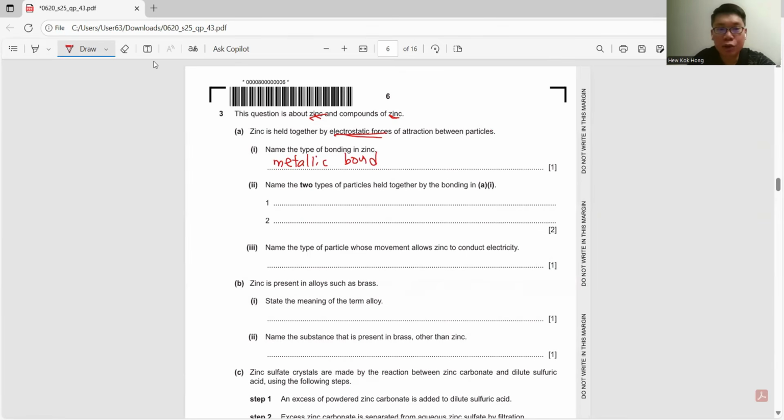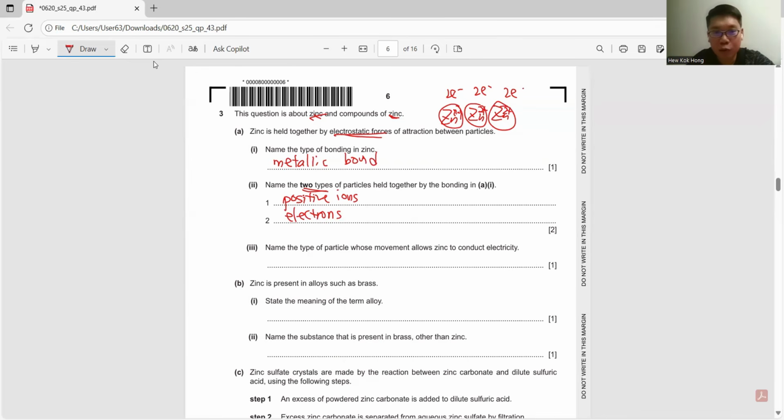Next, name the 2 types of particles held together in metallic bond. So metallic bond, for example, zinc here. When all the zinc atoms are close to each other, the outer shell electrons will come out and form the electron sea. The atom itself will change to a positive charge ion. So that's why the 2 types of particles are positive ions and also electrons. The attraction force between this negative charge electron and positive charge ions will cause this electrostatic force.